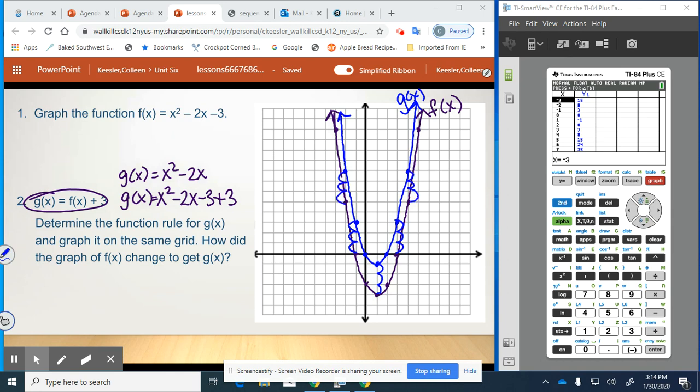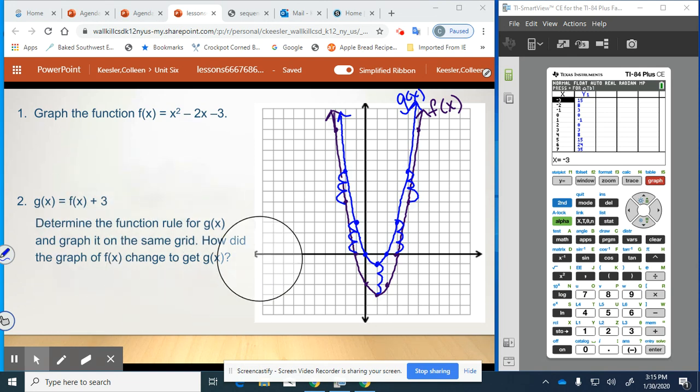Okay, so we can say, how did this graph of f of x change to get g of x? It shifted up 3 units. And again, you should be able to see that just because of the plus 3 on the outside here. All right, so let's take a look at another example.